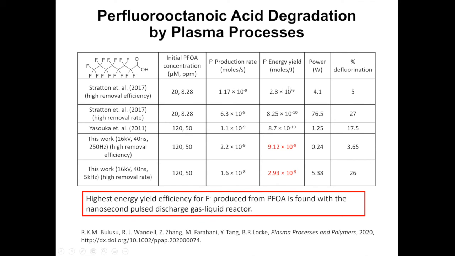And so the energy yield, which is a measure of amount, moles per energy, is given here, moles per joule. And what I'm just showing here is that in terms of energy yield, moles per joule, the efficiency of our plasma nanosecond pulser is significantly higher than others that were reported in the literature.